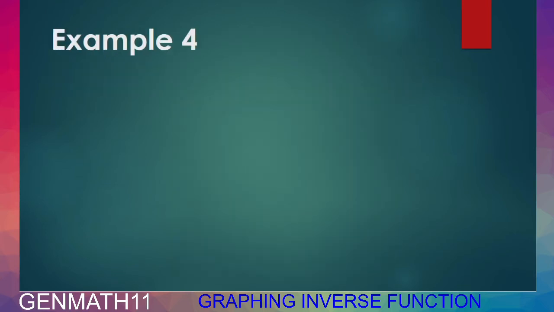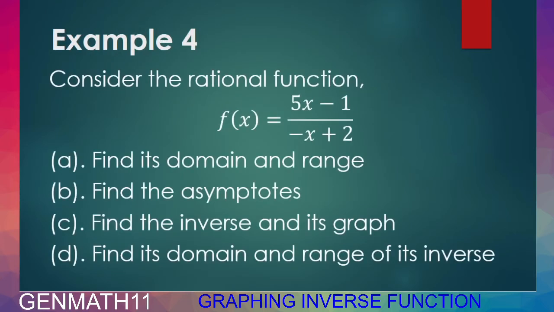Okay. Sample number 4. Consider the rational function below. Find the f of x is equals to 5x minus 1 over negative x plus 2. Then, find its domain and range. Find the asymptotes. Find the inverse and its graph. Find the domain and range of its inverse. Napakadami naman nito. Okay. So, ang gagawin natin, hanapin natin yung inverse niya. Then, saka natin siya hanapan ng domain and range.